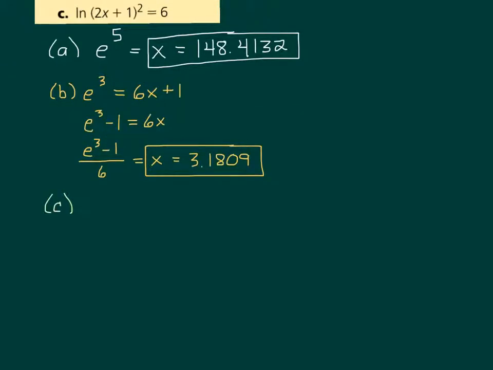Rewrite it in exponential form. We get e to the sixth is 2x plus 1 squared. Once we have it rewritten in exponential form like this, to begin solving for x, I'm going to take the square root of both sides, which is going to give me plus or minus 20.0855 equals 2x plus 1, meaning I have to write two different equations.